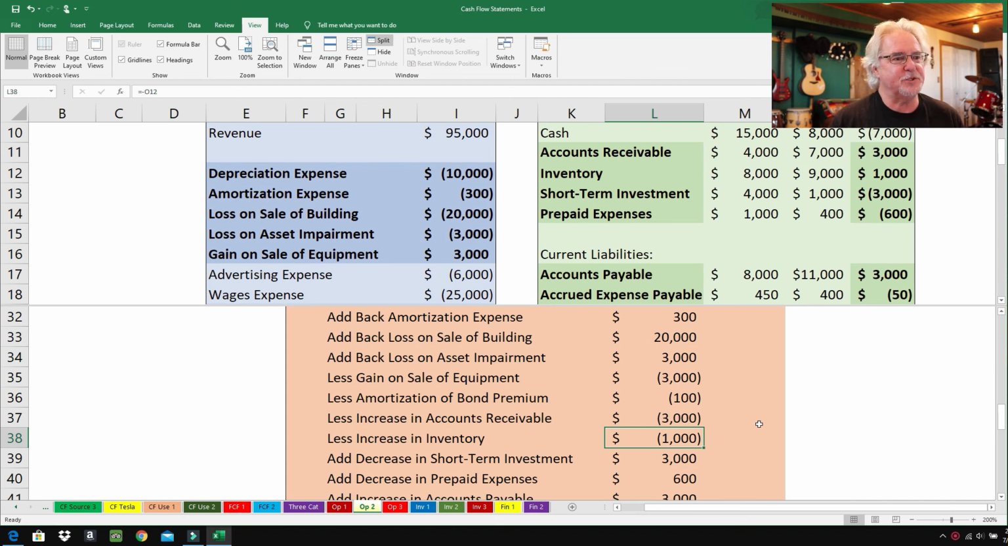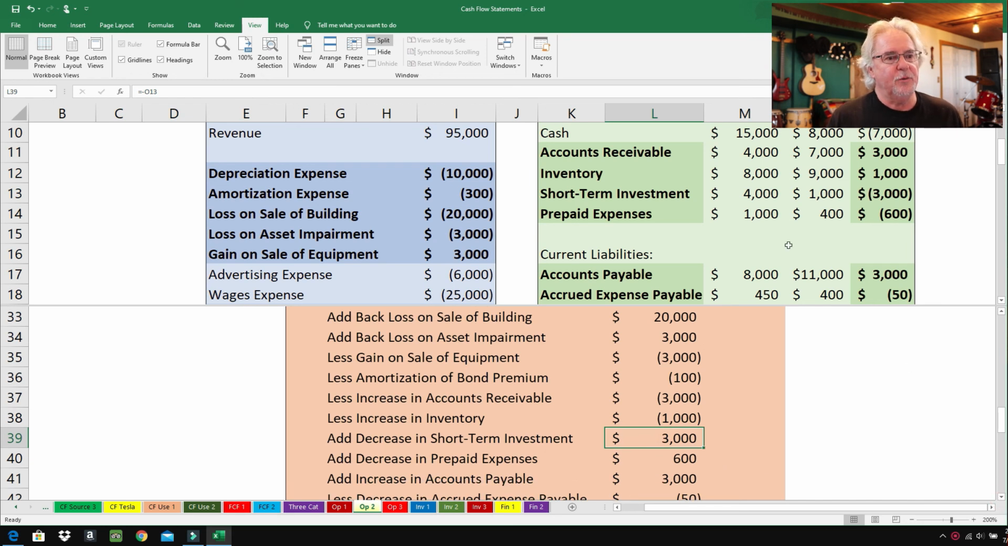All right. So short-term investment, that went down by $3,000. So we probably sold off the short-term investment, and whenever we sell off something, we get money. So $3,000. And then here we have the prepaid expenses. Was $1,000, now it's $400. It went down by $600. Whenever a current asset goes down, cash goes up. That's what you need to remember. It always works. So add decrease in prepaid expenses. So add it back there.